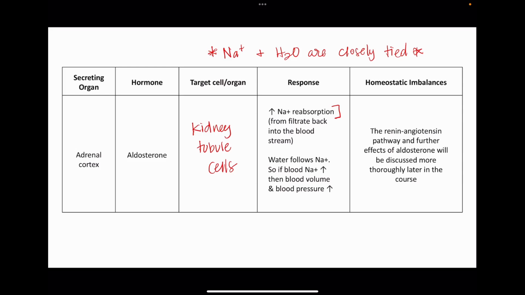Okay. Now, one thing we're going to talk about later is something called the renin-angiotensin-aldosterone pathway. But we're not going to get there until we get to blood vessels, and we'll talk about it again in urinary and then once more again at the very end of the semester. So we're going to get into that portion a little bit later. So questions about aldosterone? Okay.